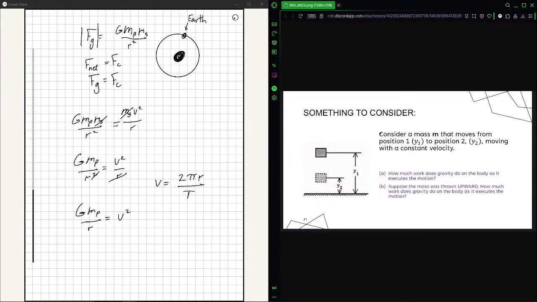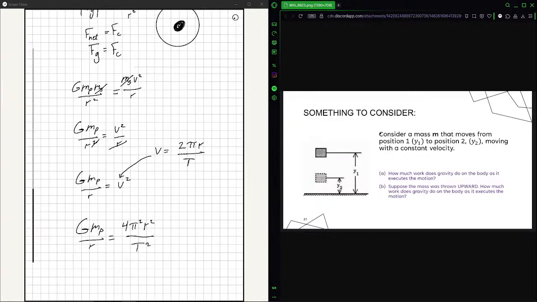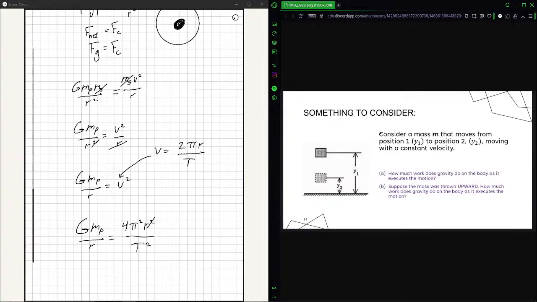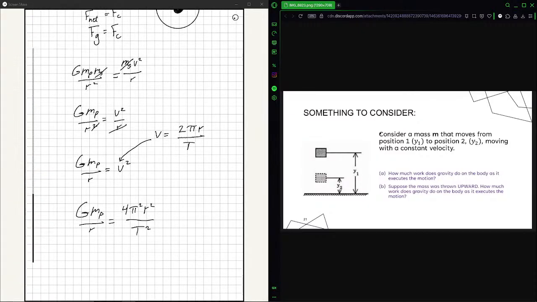So we can plug that into here. We're going to get G M_P over r, and I'm going to go ahead and square it, is 4 pi squared r squared over T squared. That's the result of squaring it. Now, this square will cancel. It's not on the reference table, that's just something that you have to kind of know.